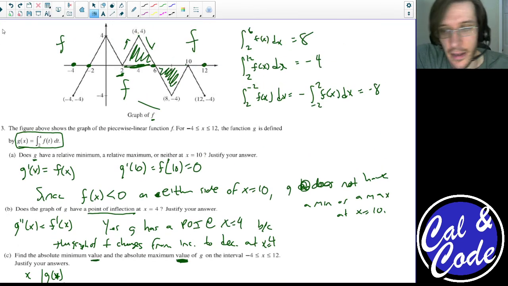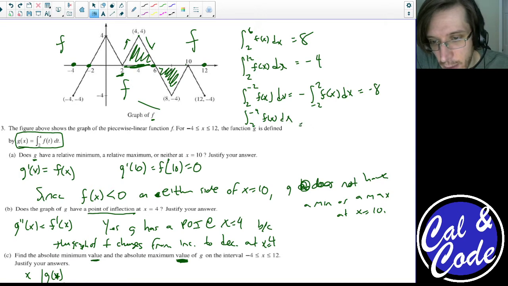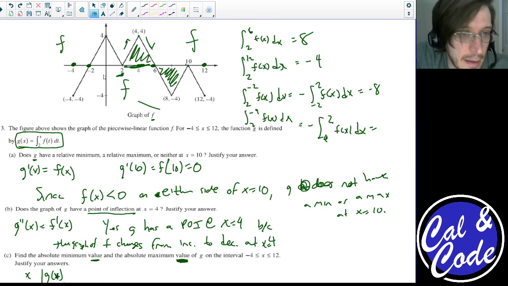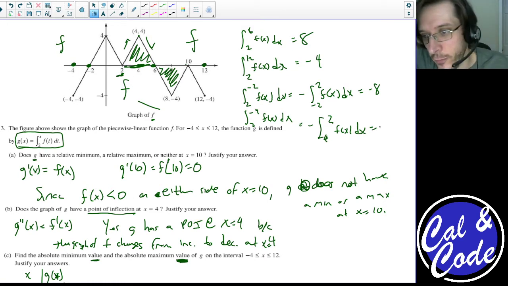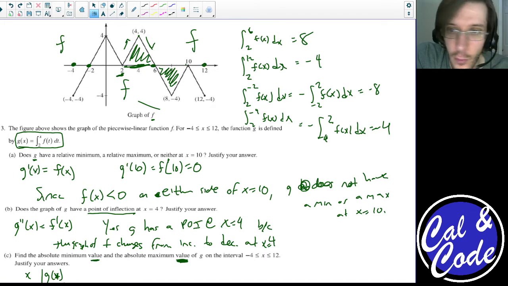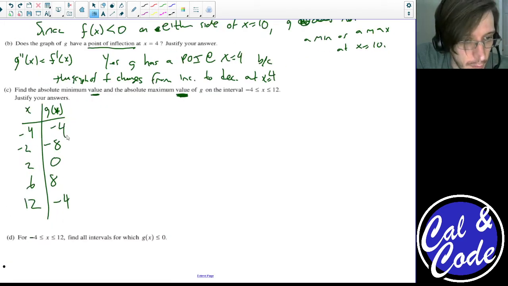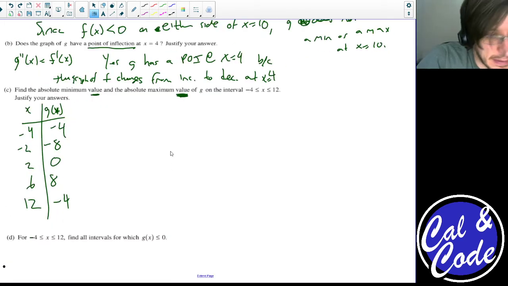And then lastly, we're going to go from 2 to negative 4. Same thing, we're going to flip it around. And in that case, we're going to bring back 4 of this, and it's going to go to negative 4. All right, so I've checked all the places.